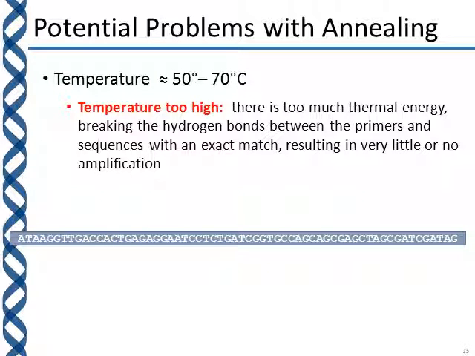However, if the temperature is too high, there would be too much energy. You would break the bonds between the primers and all the sequences, including those with an exact match, and you would have essentially no amplification.